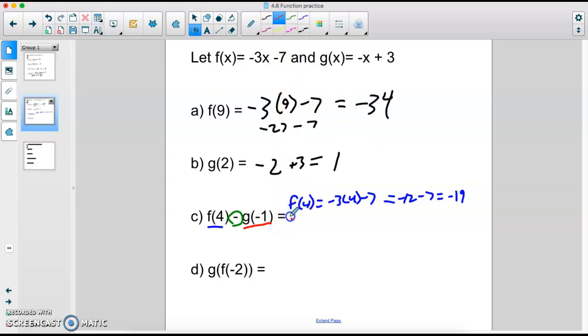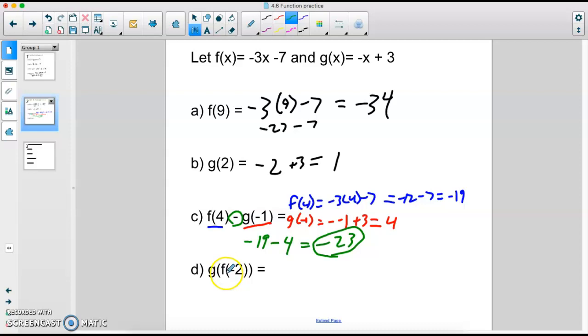And now the red, g of negative 1. Now careful with your negative signs here, right? Because it's negative x, so negative, and then whatever x is. In our case, it's negative negative 1 plus 3. Okay, negative negative 1 is just positive 1, so 1 plus 3 is 4. And now our last step here, I'll do it in green. We're going to subtract the two numbers. So we get negative 19 minus 4 for the other one, which is negative 23.